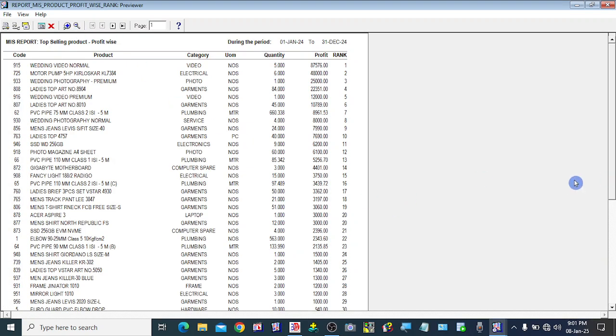This report is also very useful for the managers to compare each product's profit generation. So which product is making more profit, based on that we can focus or we can buy the specific product in bulk quantity.